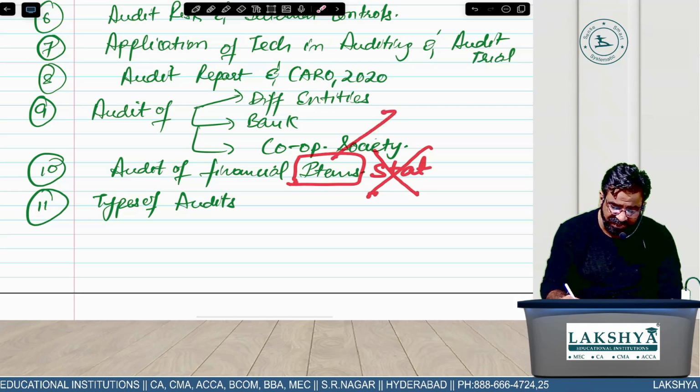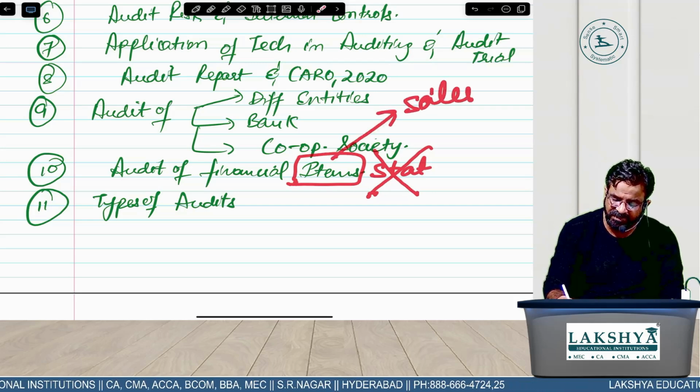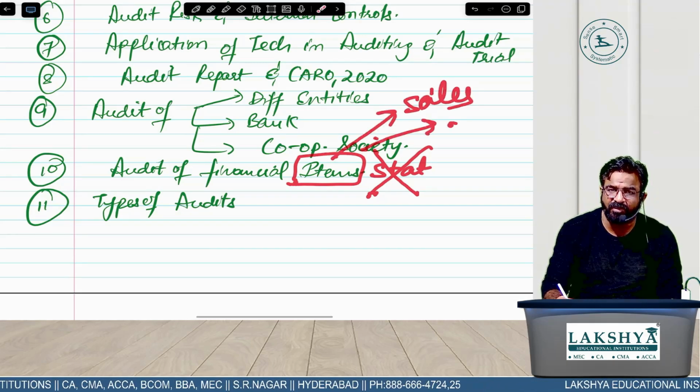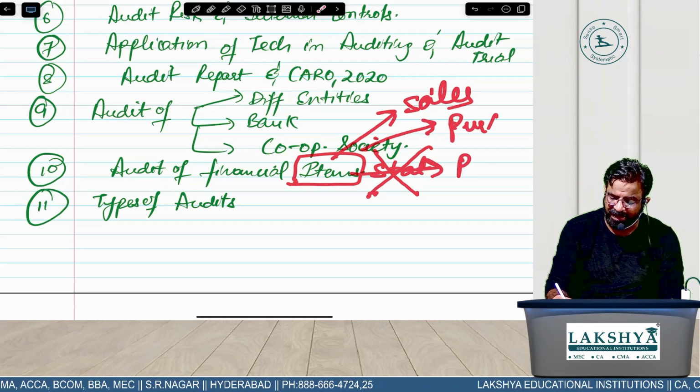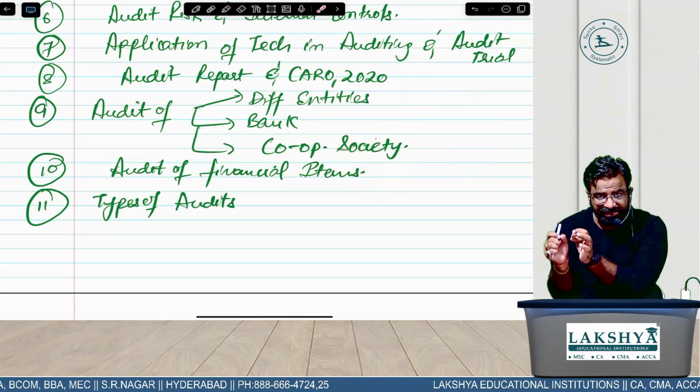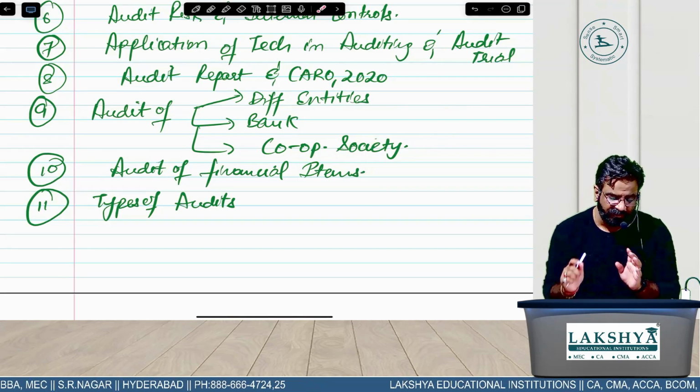Items. Items means they may ask you how to do the audit of sales. They may ask you how to do the audit of purchase. They may ask you how to do the audit of plant and machinery. Item wise they will ask you, they will not ask you the full financial statement.